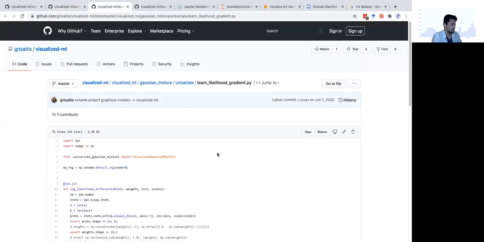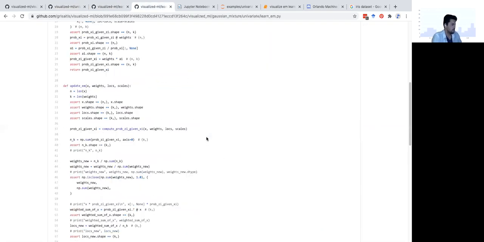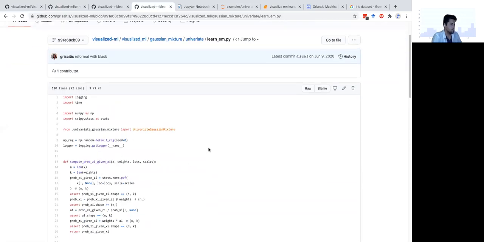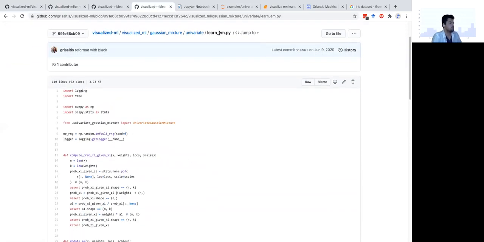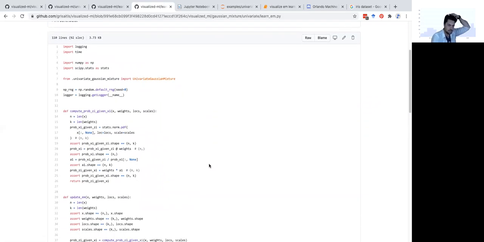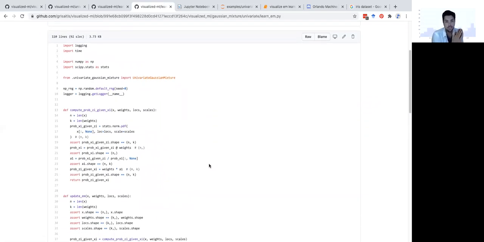And then in here, this is difficult to probably walk through, but this is an implementation of the expectation maximization algorithm, which is what I described of doing probabilistic assignments followed by updates of the parameters and then doing that in a loop.